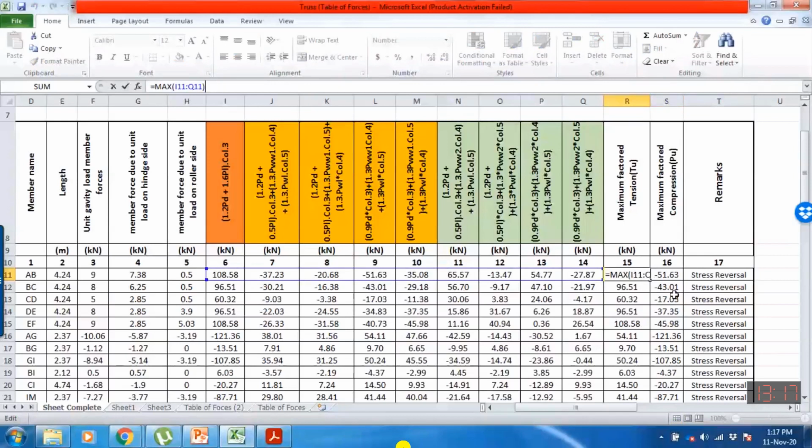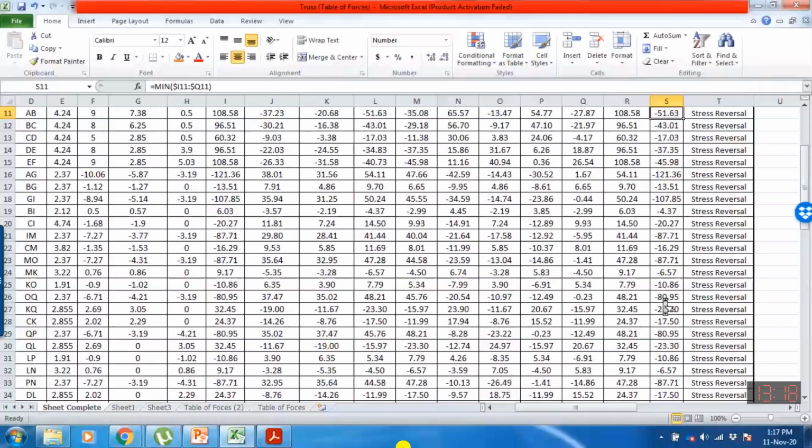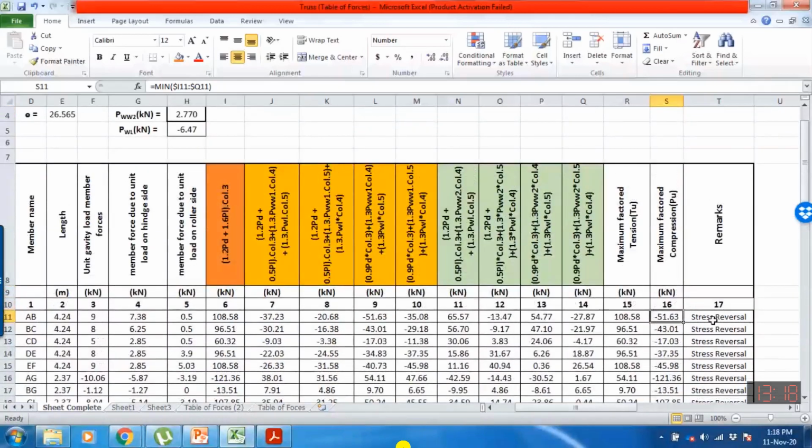In this case, all the members have maximum tensile force and maximum compressive force also. Maybe in your case, some of the members will only have tensile force and they will not have any compressive force due to any load combination. And some of the members may have only compressive forces and will not be subjected to any tensile force due to any load combination. So if a member is only having tensile force, you will write tension member. If it is only having compressive force, you will write compression member. And if it is having both, that member may be stress reversal, but we need to check the condition.